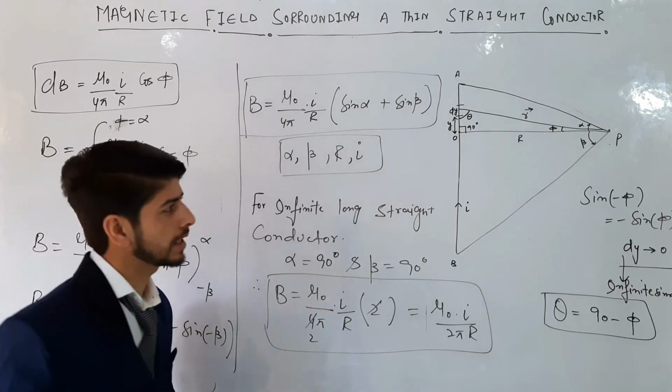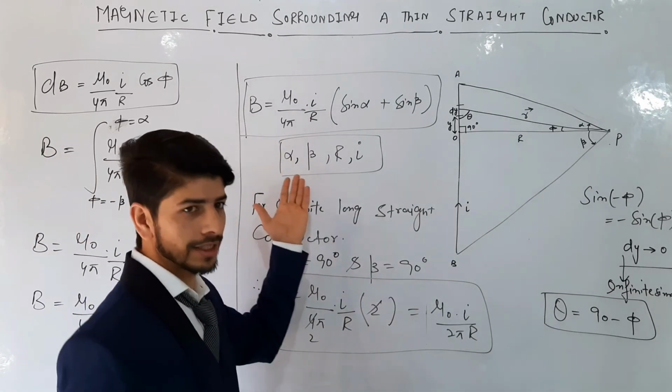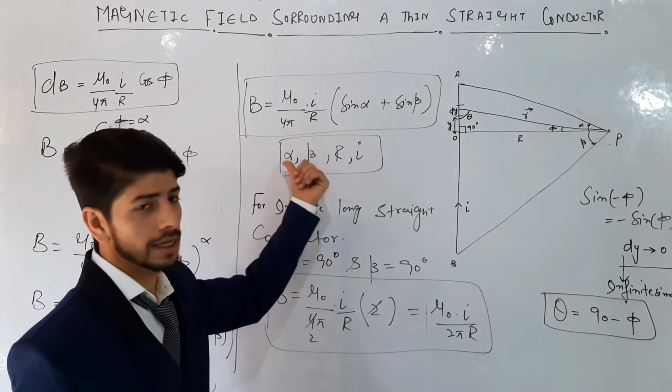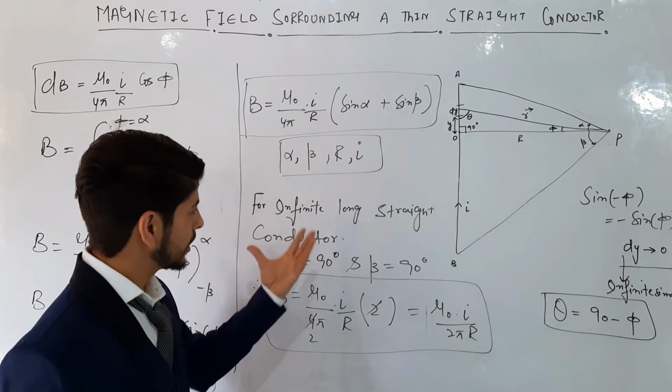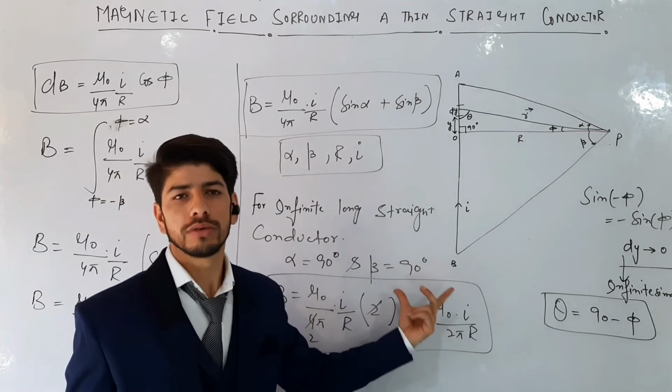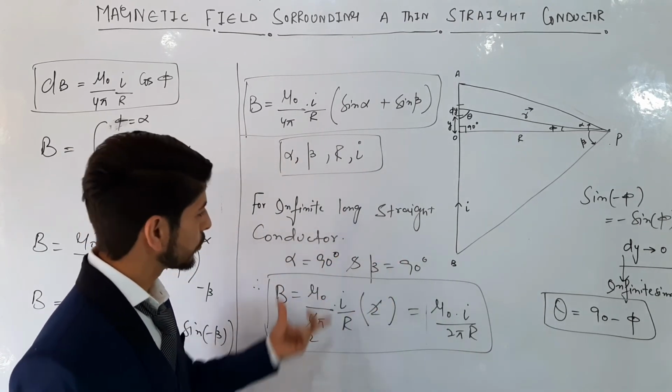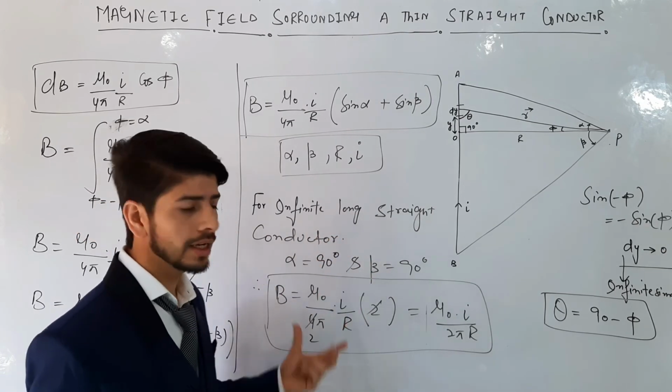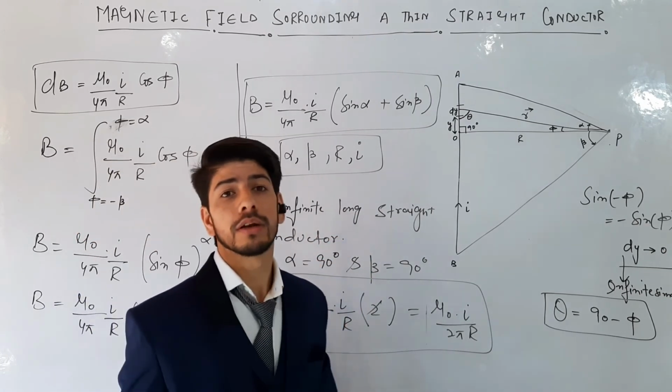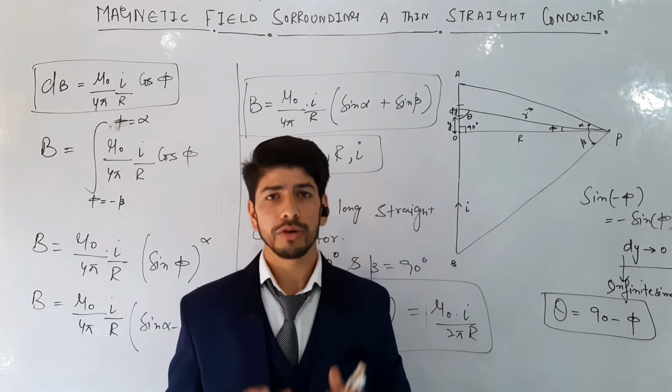For any other type of conductor, it also depends on these inclinations. What are the inclinations? One is alpha, one is beta. For an infinitely long straight conductor, this inclination approaches 90 degrees, and putting alpha and beta equal to 90 degrees, you get the answer for an infinitely long straight conductor. I hope you understand this.